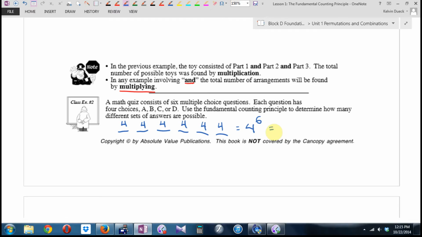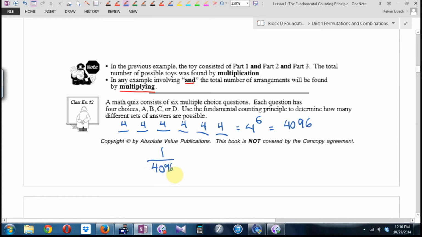What is it? 4 to the 6th? It's also 2 to the 12th. 4,096. That's the number of different answer keys. Or you know what? Suppose you're writing this test and you're randomly guessing. That's how many different ways there are of guessing the answers. Of those, how many are perfect? 1. If you're randomly guessing, the odds of you guessing perfect would be 1 out of 4,096.